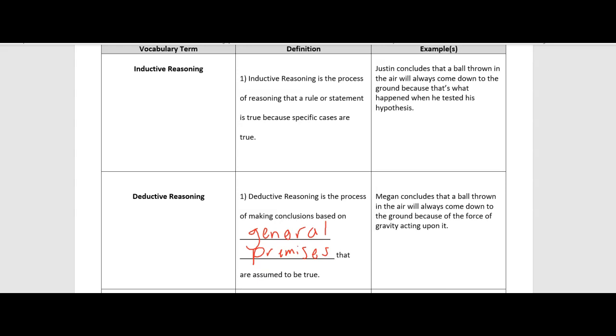So the same type of example, right? But we have Megan now instead of Justin. And she also concludes that a ball thrown in the air will always come down to the ground. But she does this because she understands that the force of gravity is acting upon it. So rather than test the ball herself, she just uses the idea of gravity, knowing how gravity interacts with objects, to make the conjecture that the ball will always fall back to the ground.